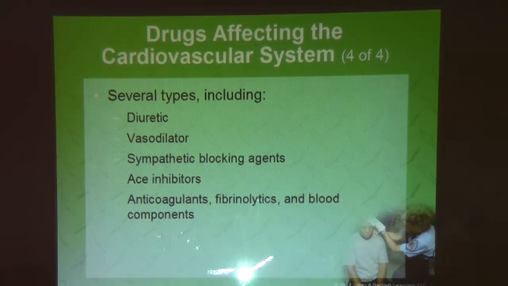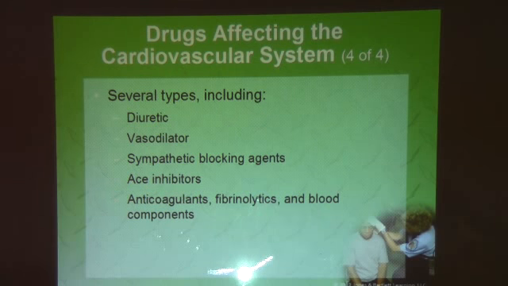Angiotensin-converting enzyme, or ACE inhibitors, target the renin-angiotensin-aldosterone system. This particularly controls blood pressure. They suppress the conversion of angiotensin 1 to angiotensin 2, which decreases blood pressure. Angiotensin 2 is a potent vasoconstrictor that promotes smooth muscle contraction in the arterioles throughout the body. This constriction raises the blood pressure by increasing peripheral vascular resistance.